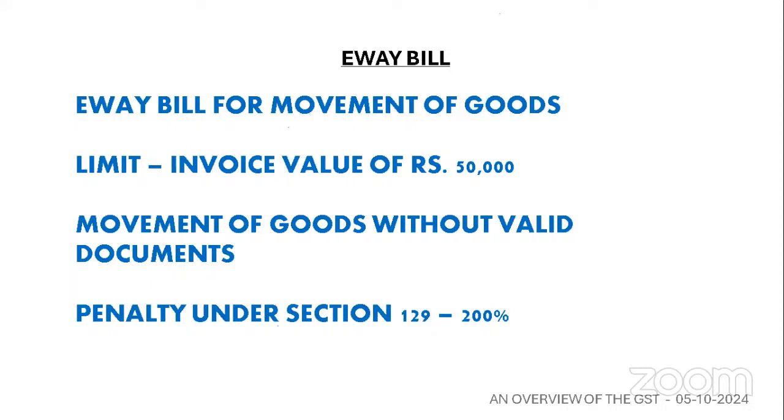Now, whenever you move goods from one place to another, the invoice value of which is more than 50,000 rupees, you have to invariably carry this e-way bill along with the goods. If you do not create this e-way bill on the portal of the government, there is all possibility that the goods are transported from one place to another, you may delete them from your ledger, and you may not pay the GST.